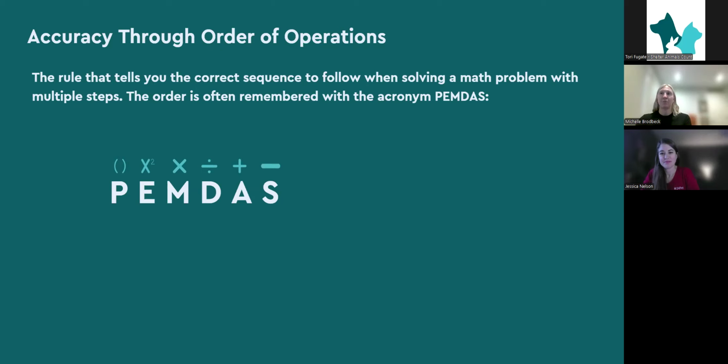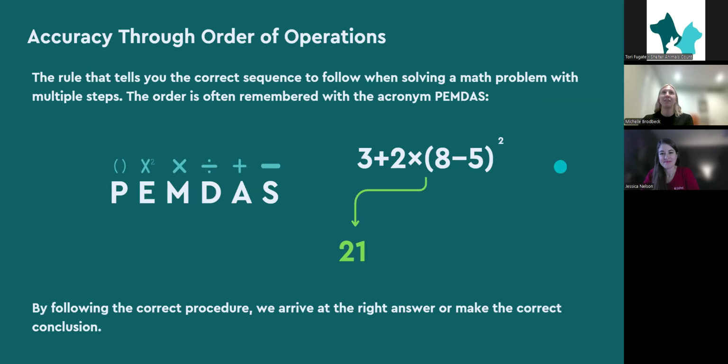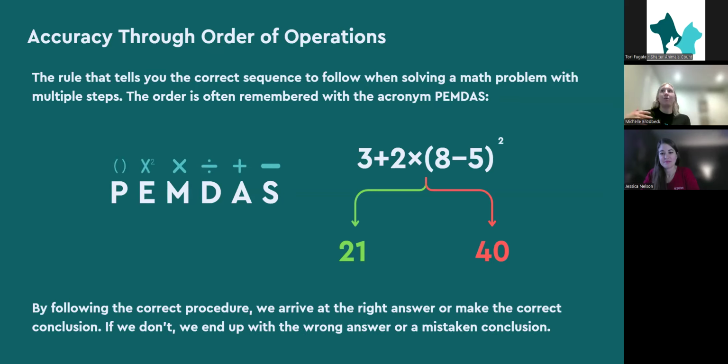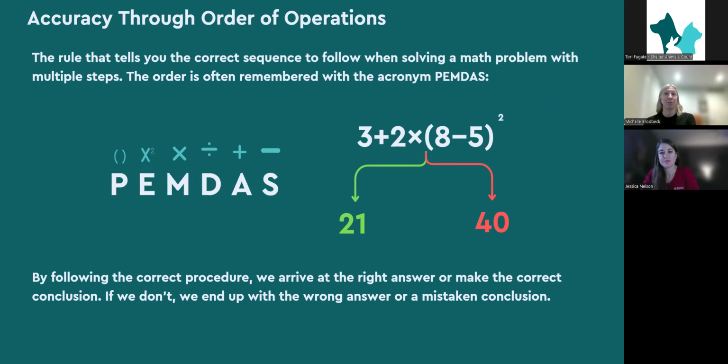If we follow the steps outlined in the acronym, which I won't go through all of them, then we arrive hopefully at the right conclusion or we get the right answer, right? And then if we do things out of order, then we end up with the wrong answer or perhaps a mistaken conclusion. And so let's try to apply this concept to an animal welfare example.